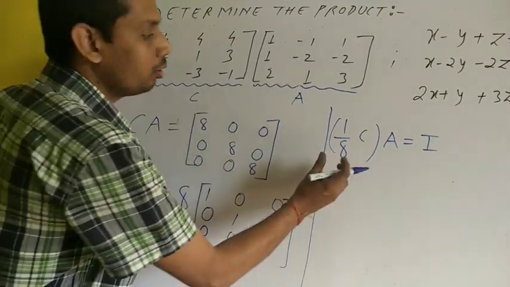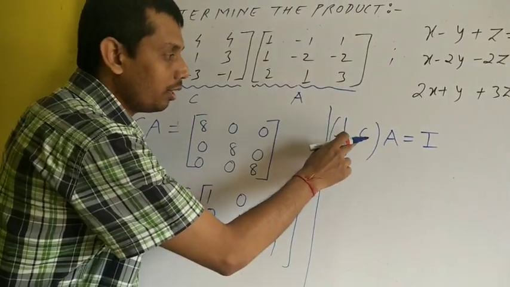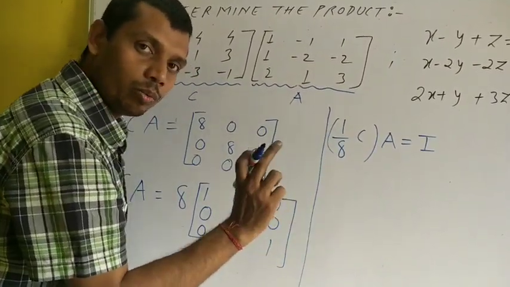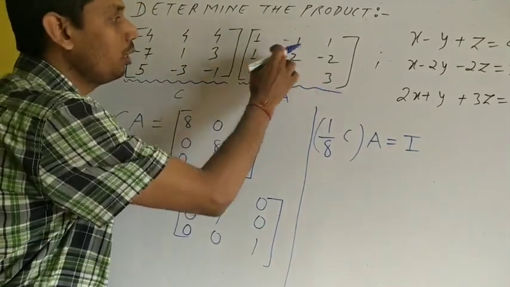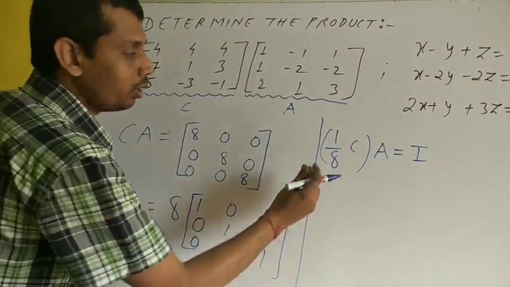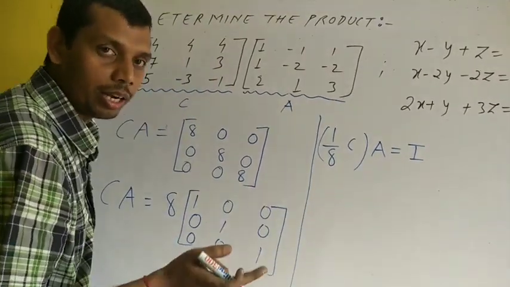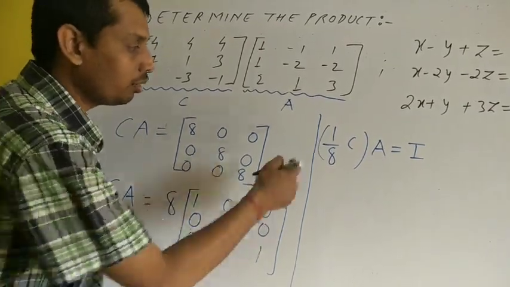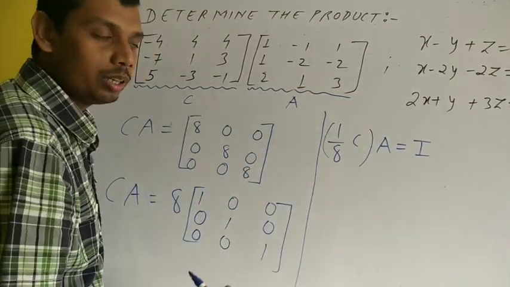Now see, this is one of the matrix. 1 by 8 is a constant, a scalar, and C is a matrix. So this 1 by 8 into C will represent one matrix, and A is the given matrix. Now what result we are getting, the product of this matrix and this matrix is equal to the identity matrix. Okay, so by the definition of invertible matrices, we can say that this 1 by 8 C is the inverse of A, as the product of these two is equal to I.